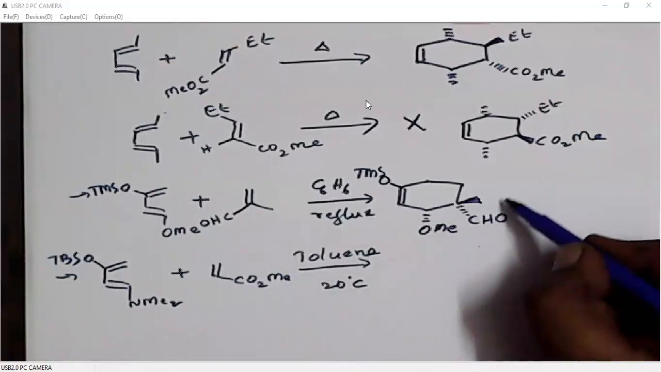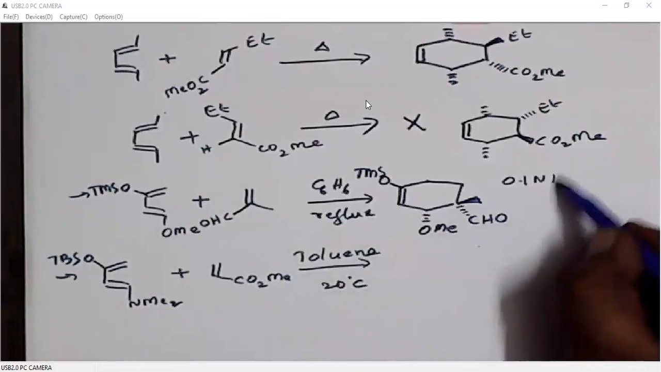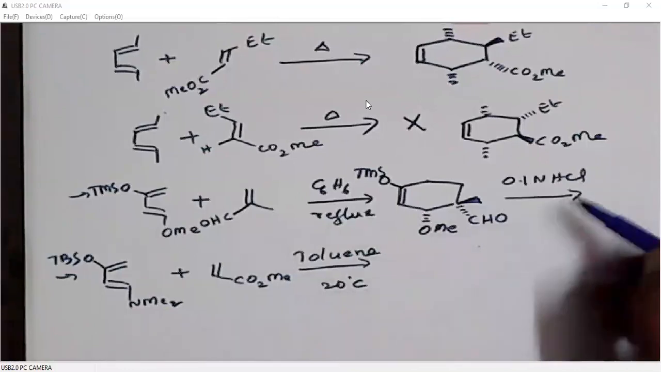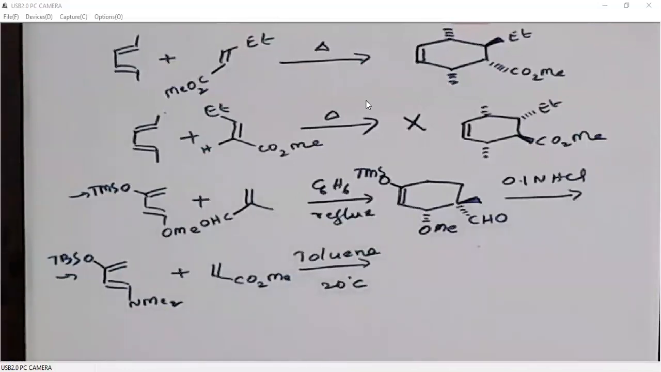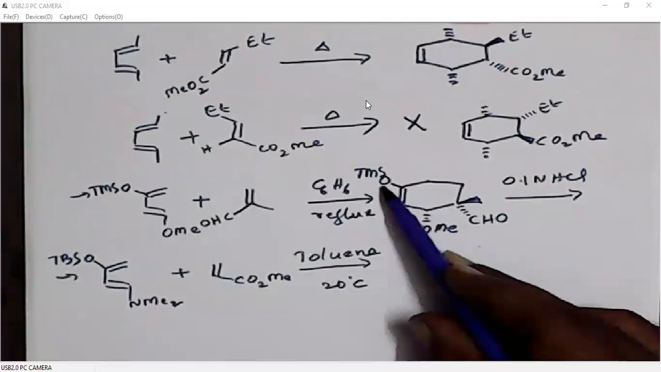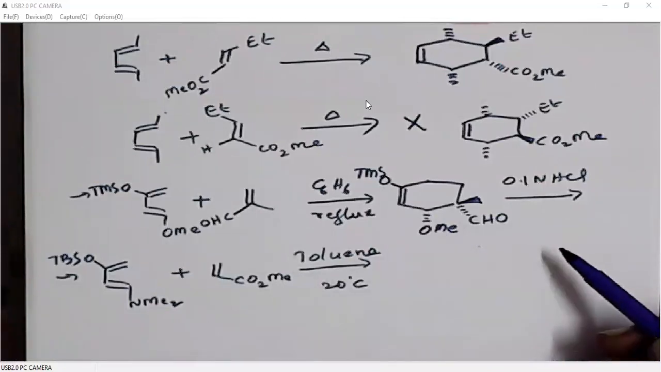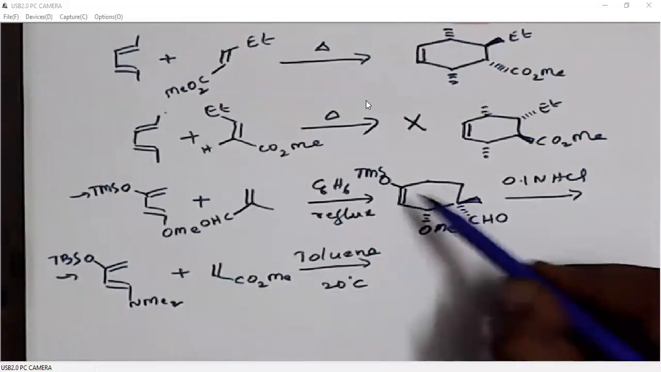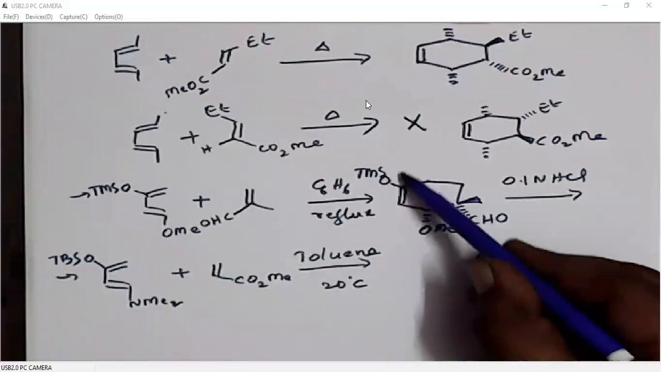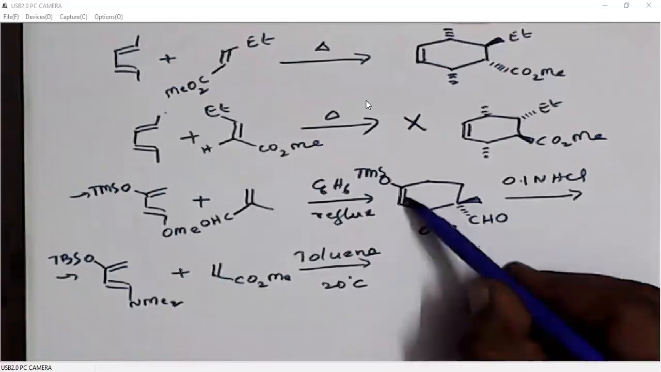Right. When we treat this with one normal HCl, what happens? OTMS will be deprotected. So OTMS will undergo hydrolysis, so it becomes OH. Then the lone pair on oxygen polarizes towards itself, and the double bond follows.